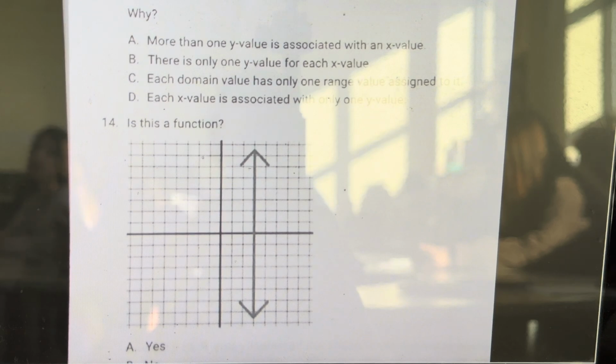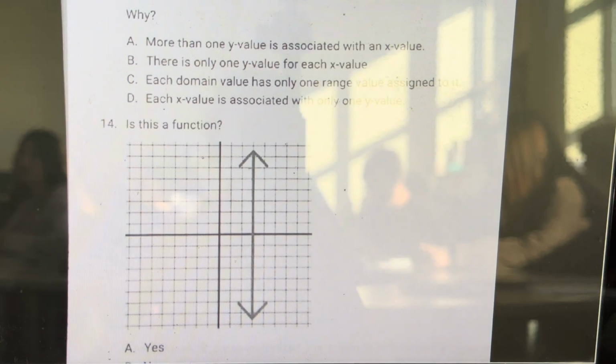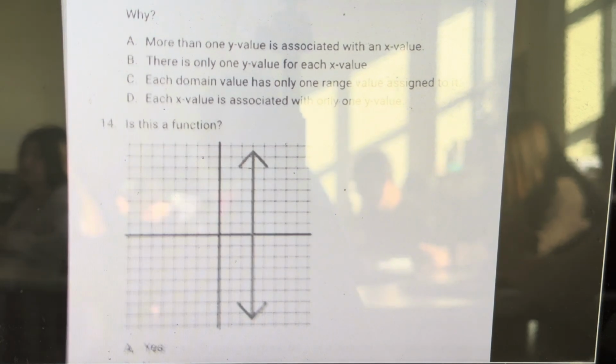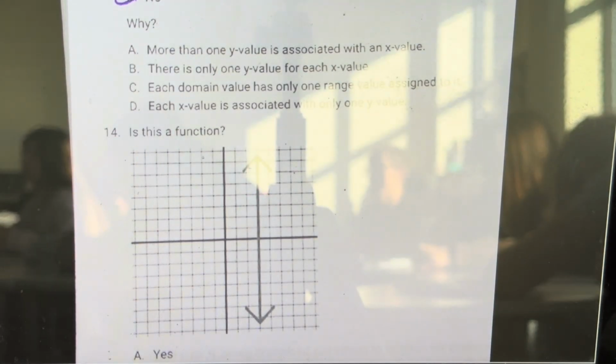Okay, almost done. Number 13. Is that a function? No. Why? Because the zeros repeat. And then on our answer, what's our answer? A. More than one y value is associated with the x value. Perfect.